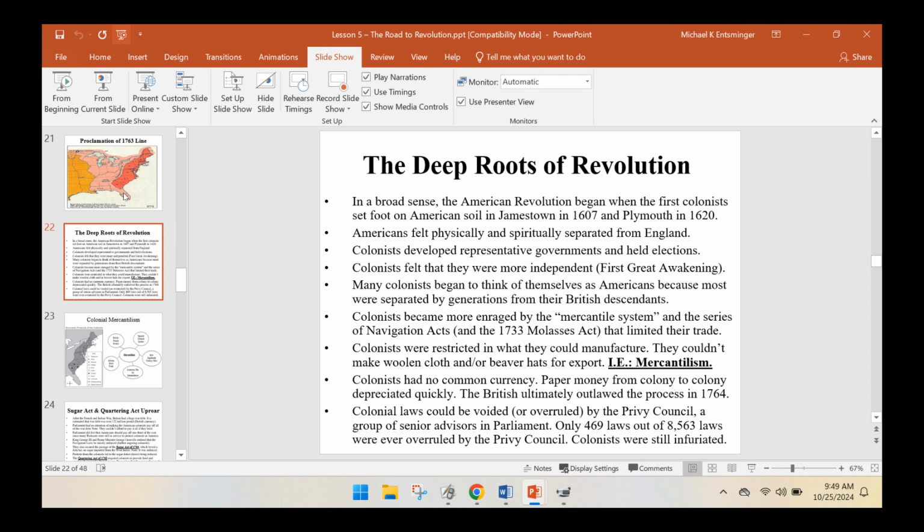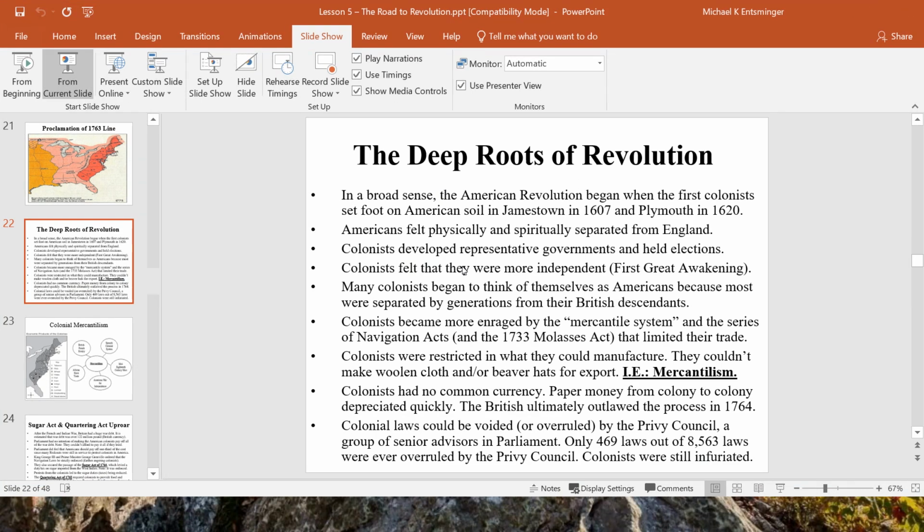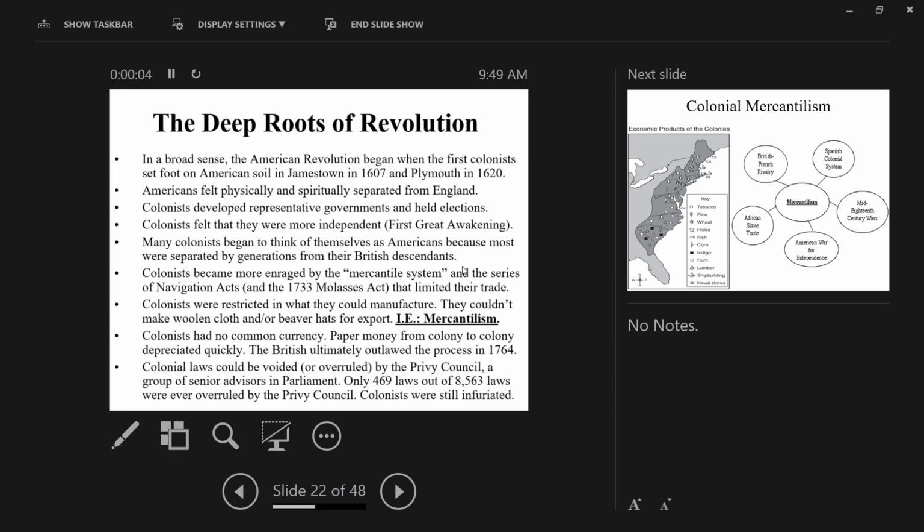So, as we know, we left off with the Proclamation of 1763, which was one of the early causes of the revolution that barred settlers from settling west of what mountain range? Appalachia, very good. And did they follow the proclamation? No. They did not. They kept on moving west. And this angered the British.